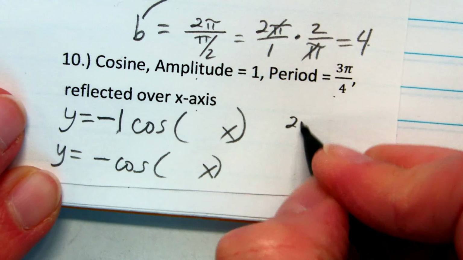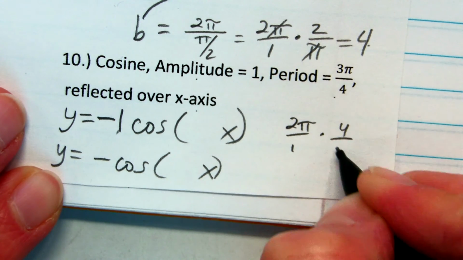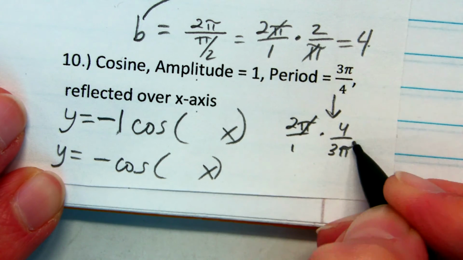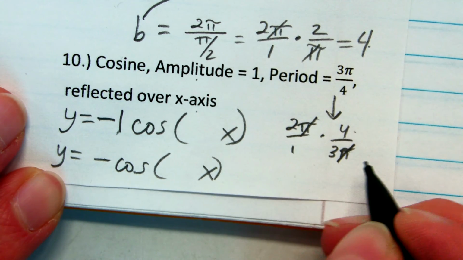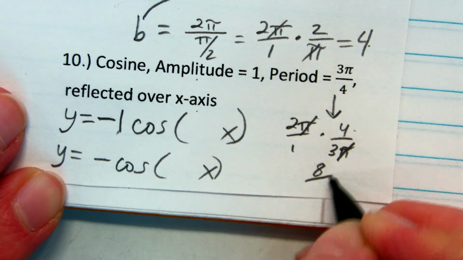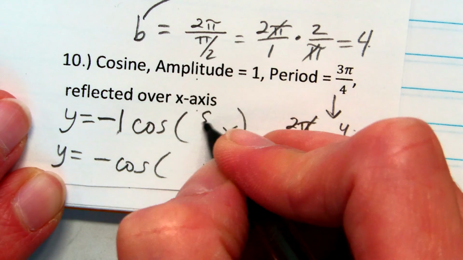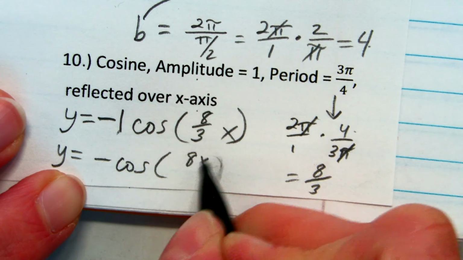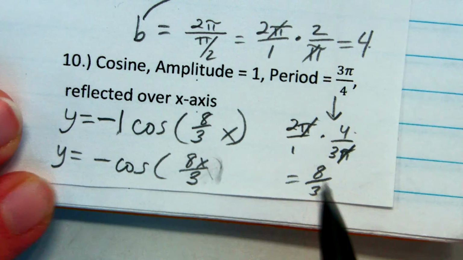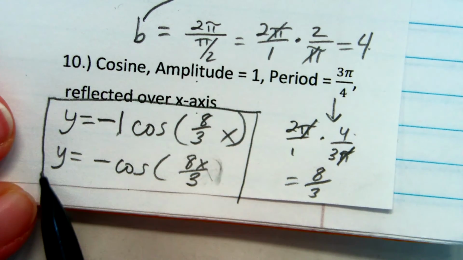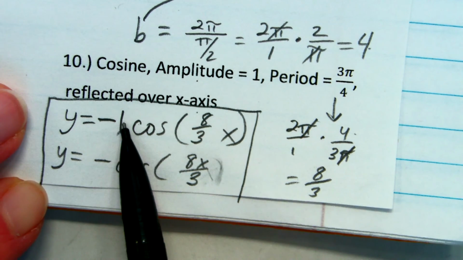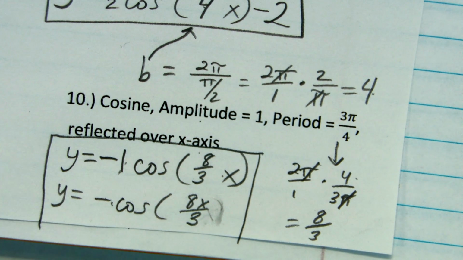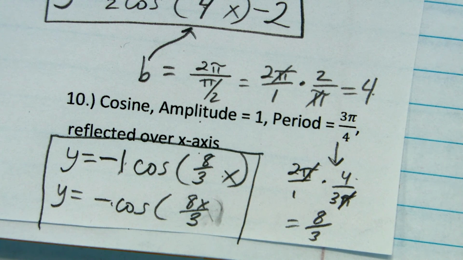So we're going to take 2 pi over 1 times 4 over 3 pi. We're flipping that. The pi's cancel. We get 8 on top and 3 on the bottom, so that is 8/3. So you can put 8/3 x. On this one, I'll just simplify it and make it 8x over 3. So you have some choices there on how you write the answer. Those are both correct with the -1 or just the negative. 8/3 x or 8x over 3.